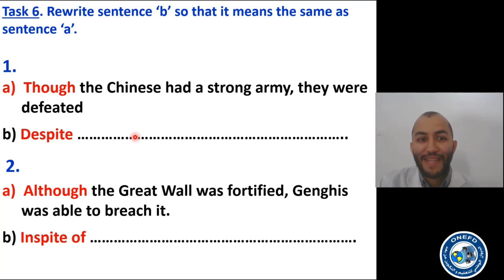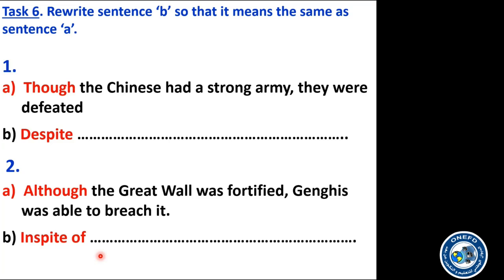Number 2. Although the Great Wall was fortified, Genghis was able to breach it. Here you have to start the second sentence, B, with in spite of. They need to have the same meaning. Is it okay? So before I go, I want to let you know that you can go back to your book or copybook to see the lesson. I'll give you a few minutes to think about it, and I'll see you after.